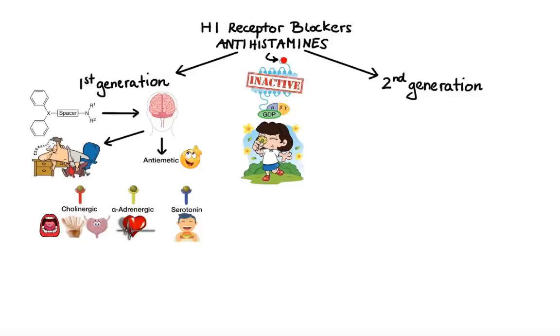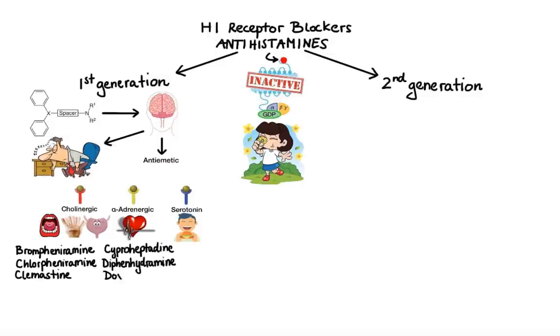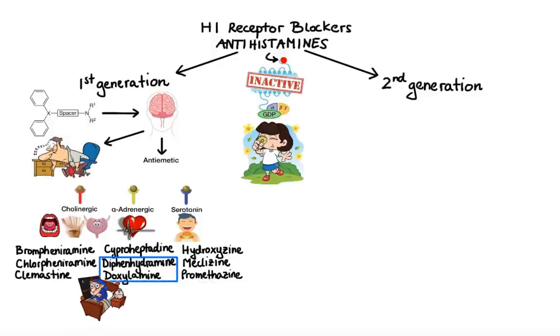Examples of first-generation H1 antihistamines include brompheniramine, chlorpheniramine, clemastine, cyproheptadine, diphenhydramine, doxylamine, hydroxyzine, meclizine, and promethazine. Although all of these drugs are useful in relieving allergy symptoms, some of them are often used for other therapeutic indications. For example, diphenhydramine and doxylamine are often used in the treatment of insomnia, while meclizine and promethazine are more often used in the treatment of nausea and vomiting related to certain conditions such as motion sickness.